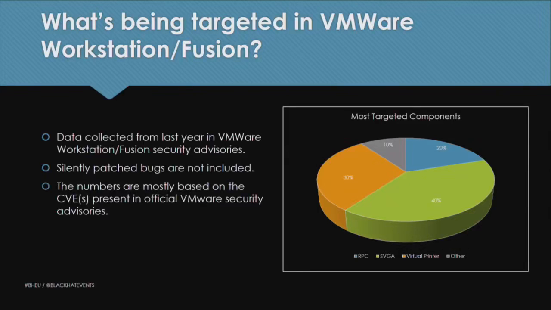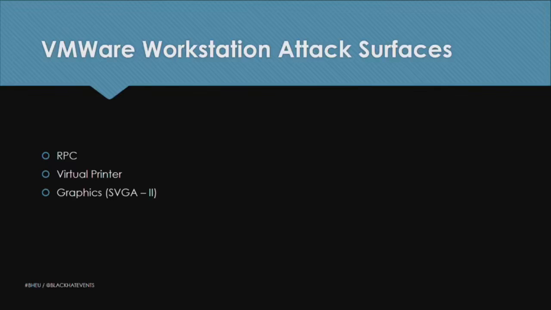So we have seen that VMware Workstation and Fusion share most of the core functionalities. Whenever any patch was applied to Workstation, it was getting applied to Fusion as well. Some of the vulnerabilities that we are going to demonstrate today will mostly be showcased in Workstation, but they were affecting Fusion as well. As I have already said, these are the 3 attack surfaces we are going to cover in today's presentation.